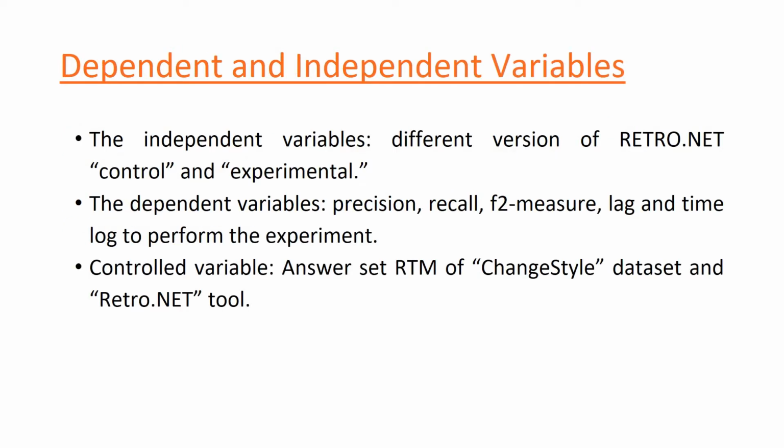In our case, our independent variables were the two different retro.net versions, control and experimental. Our dependent variables were precision, recall, F measure, lag, and time log, which is the time spent to perform the study. I'll discuss these measures in detail on the next slides. And our control variables were the actual answer set, or golden standard, for the change time, and the actual retro.net tool.